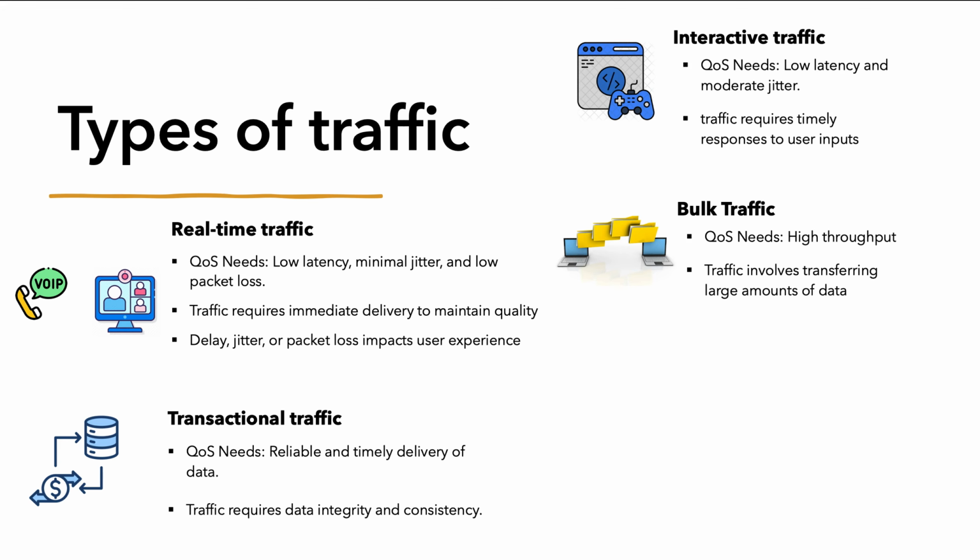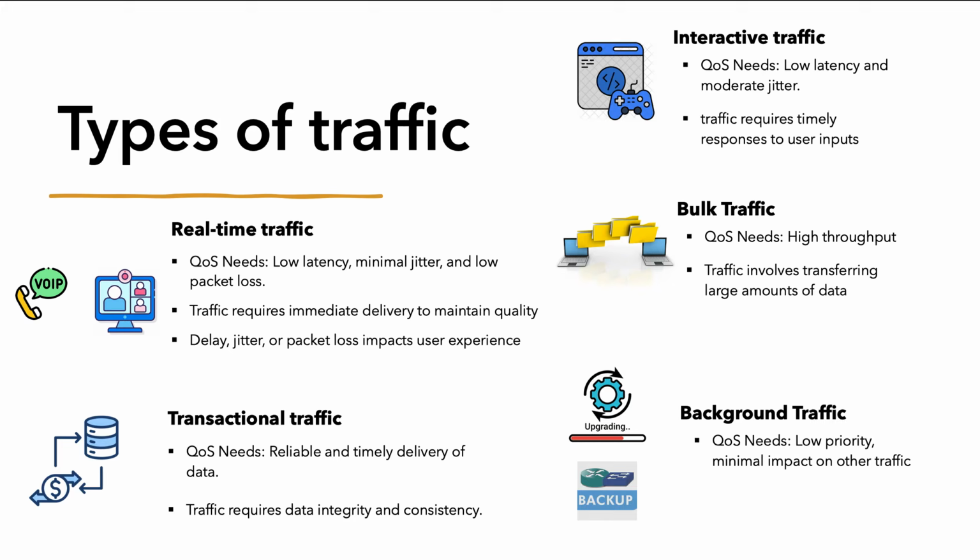Another type of traffic is background traffic, such as software updates or backup of devices. The QoS need for this type of traffic is low priority and minimal impact on other traffic. Background traffic is typically non-urgent and can tolerate delays because it should not interfere with the performance of other, more time-sensitive traffic types. By understanding those QoS needs, network administrators can prioritize and manage different types of traffic to ensure optimal performance and quality of service across the network.